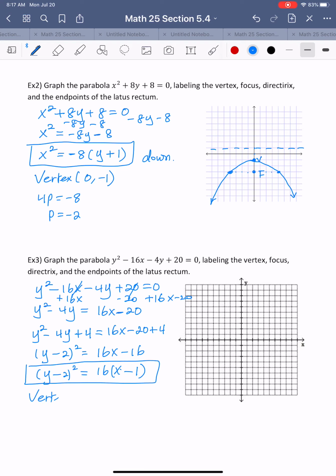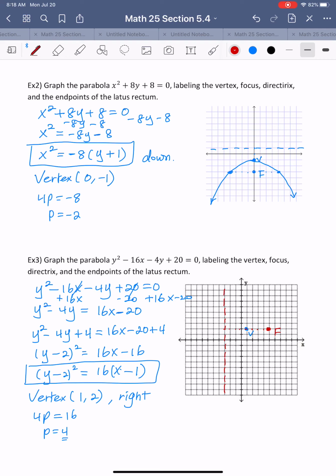Alright, so we are ready to tell the vertex. The vertex here is going to be (1, 2). And then 4p is 16, so p is 4. This is a y squared, so it opens to the right. So from (1, 2) right here, which is the vertex, you need to go 4 units to get to the focus, okay? So from the vertex, you go 1, 2, 3, 4 right here. So that's the focus. You need to go 4 units to the left to get the directrix. So 1, 2, 3, 4 right here. So this is the directrix line.